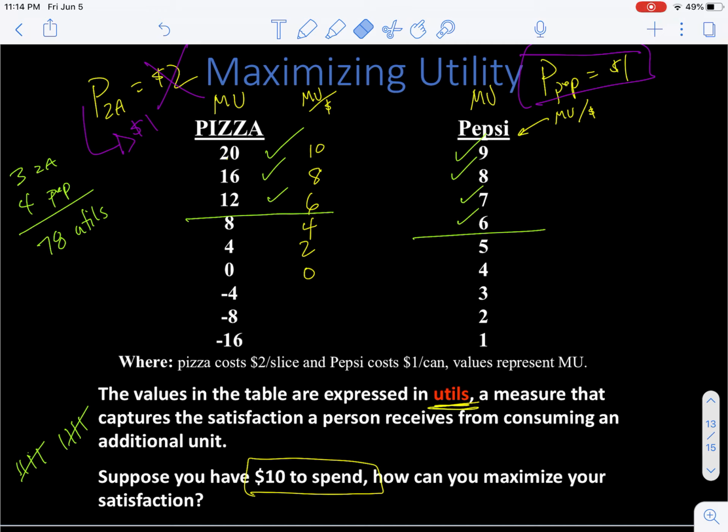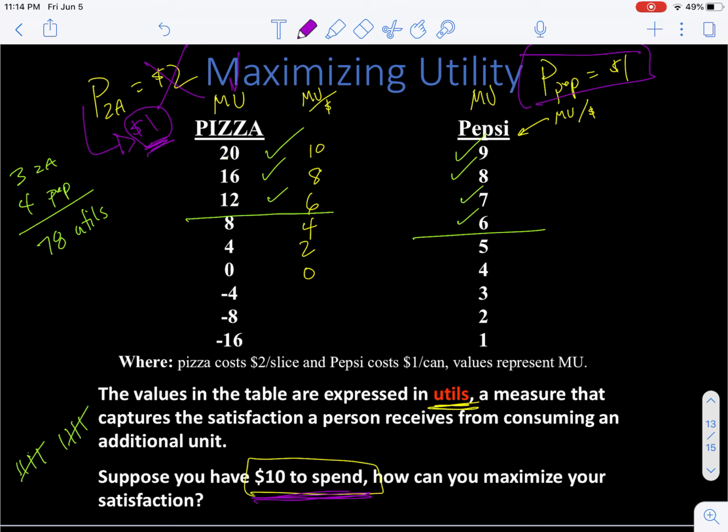All right, that's kind of a sloppy circle around there, isn't it? Let's go back and make it so it doesn't overlap. There we go. It's $1. Now, you still have $10. We'll keep the budget the same. You still have $10 to spend. What do you do with it? Well, where's your marginal utility per dollar now?